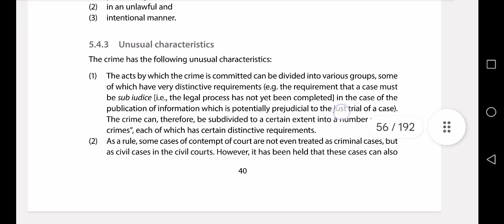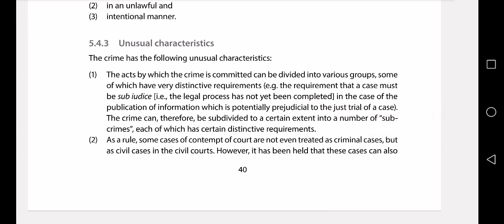Unusual characteristics. The crime has the following unusual characteristics. The act by which the crime is committed can be divided into various groups, some of which have very distinctive requirements, e.g. the requirement that the case must be sub judice. The legal proceeding has not yet been completed.